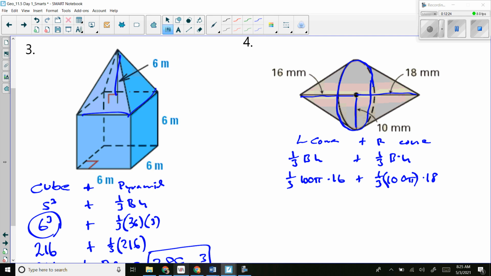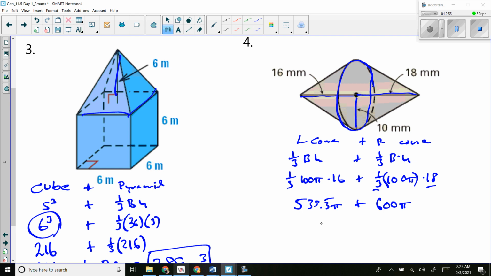Okay. So let's see. If we put this in here, 100 times 16 is 1600. 1600 divided by 3 is 533.3 repeating. But then on the other side, you can do a little bit of math. A third of 18 is 6. 6 times 100 is 600. And then in both of these, I need my pi. So 533.3 repeating pi, 600 pi.